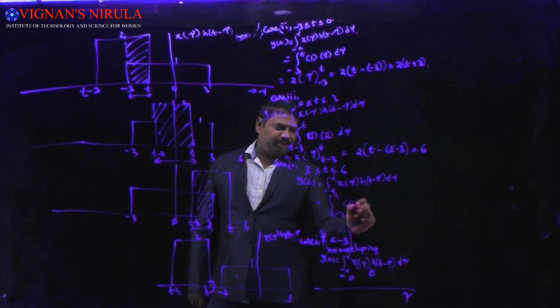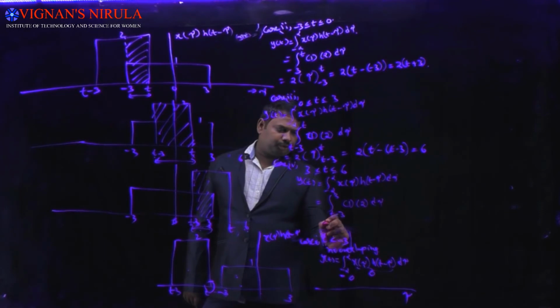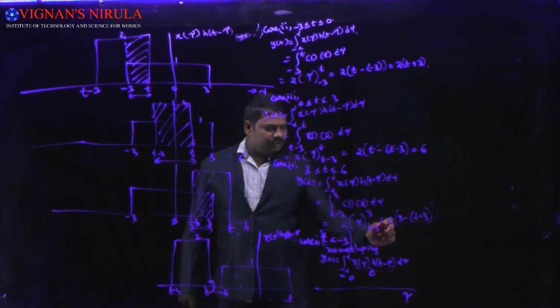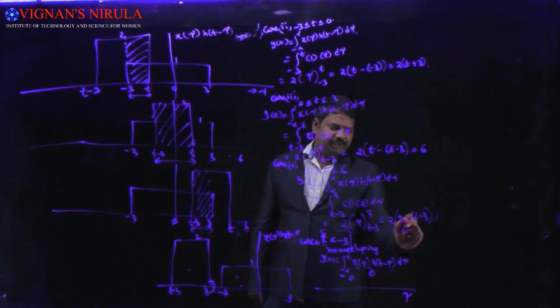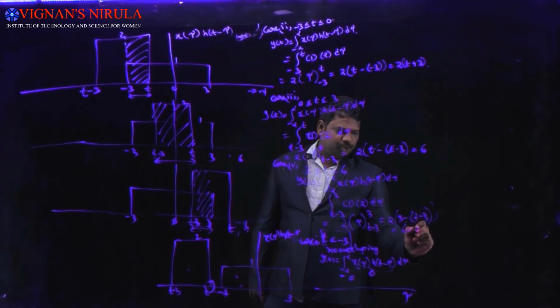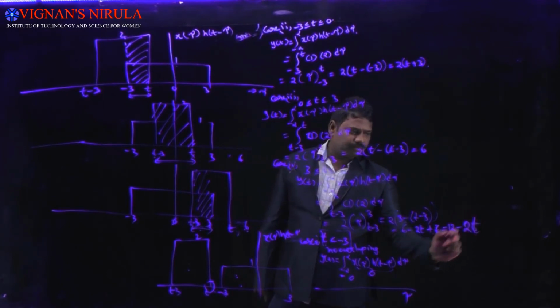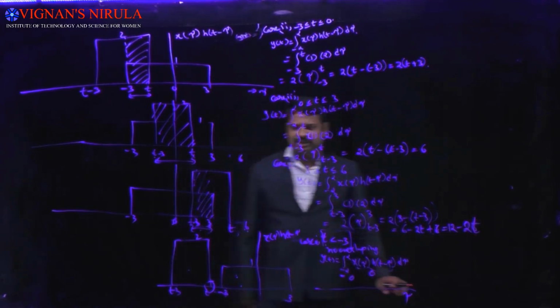The amplitudes are 1 and 2 here. Therefore, 2 will be kept outside. Integration of d tau with the limits t and t minus 3. 2 into 3 minus t minus 3, that is equal to 6 minus 2t, minus again 6, that is 12 minus 2t. There minus of minus is plus, that's why 12 minus 2t. Sorry, 12 minus 2t is your answer. That is the case of the fourth.